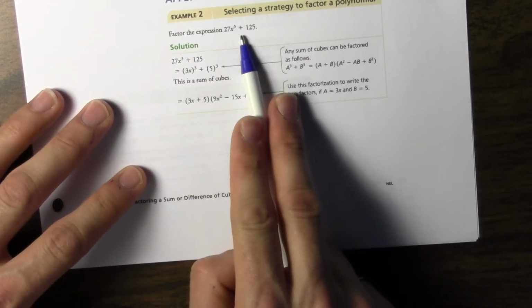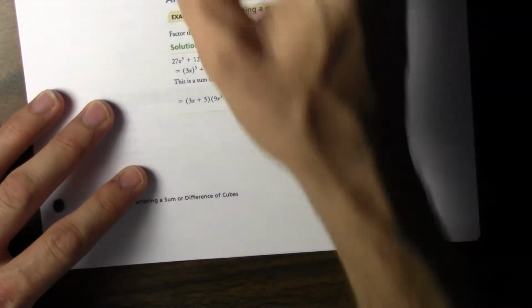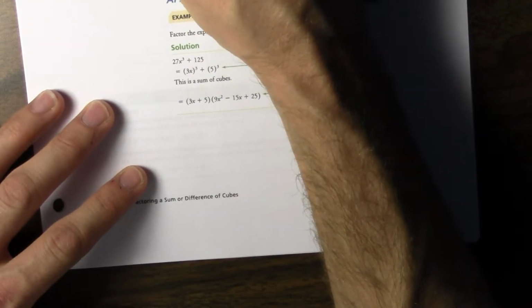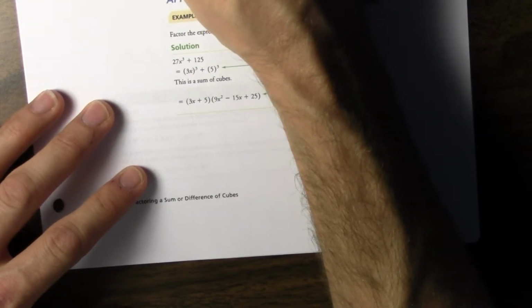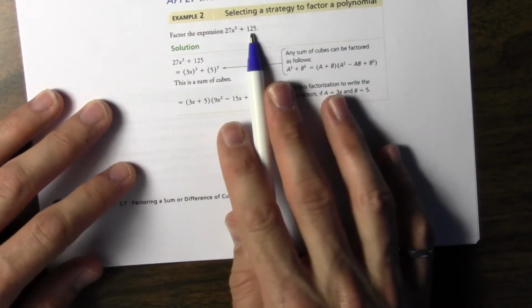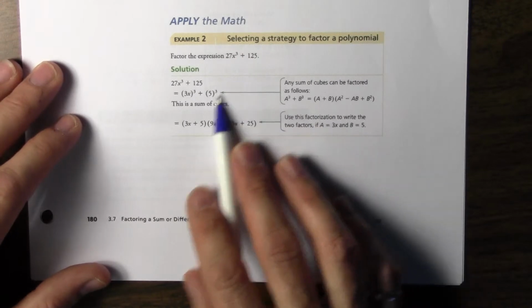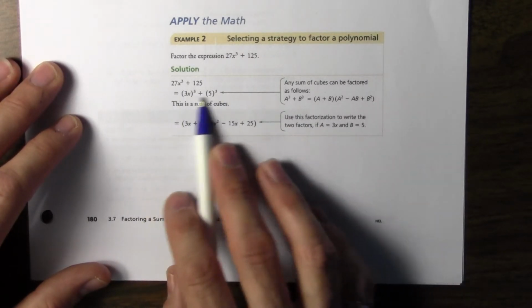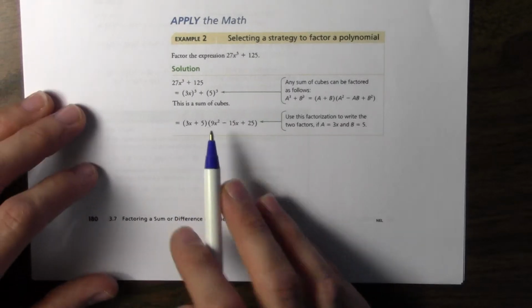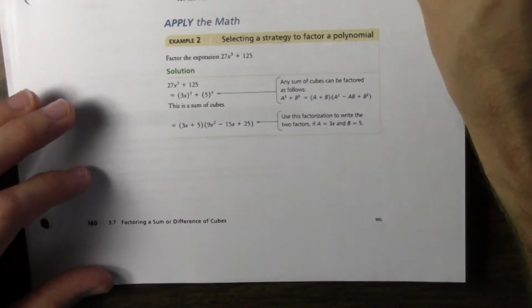Factor the expression. So remember, this is for difference of cubes. Now we have a sum of cubes. So we've rearranged it so that they're in their cube form, and we develop this equation.